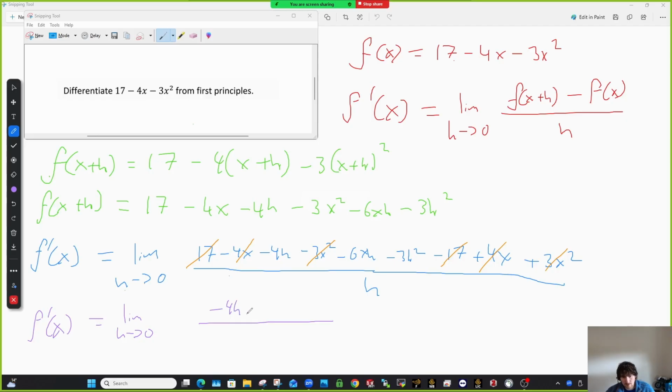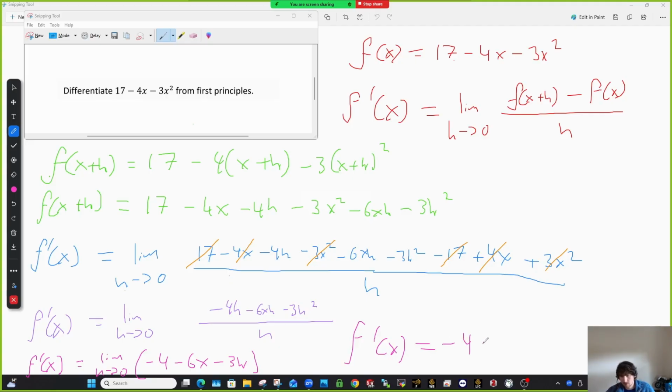We have a minus 4h left. We have a minus 6xh and a minus 3h squared all over h. Right, we're going to do a bit of cancelling, obviously. But still, look at this. We still have to say limit as h tends to 0 because we haven't actually put it in yet. Now we're cancelling down, so there's no fraction anymore. We're dividing in the h. So it's really a minus 4 there. It's a minus 6x, and then it's a minus 3h. Now look at what we're going to do. Now we are going to put 0 in for h. And once we do that, we then stop saying the limit because we've actually put it in.